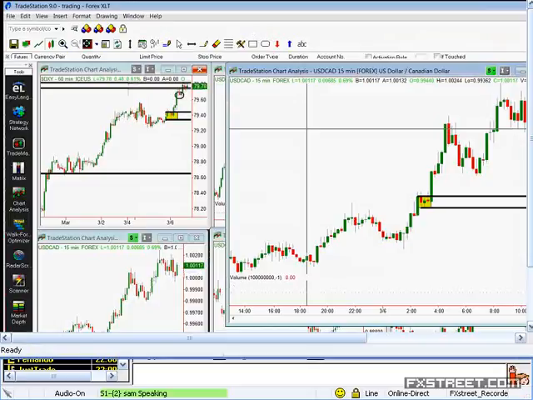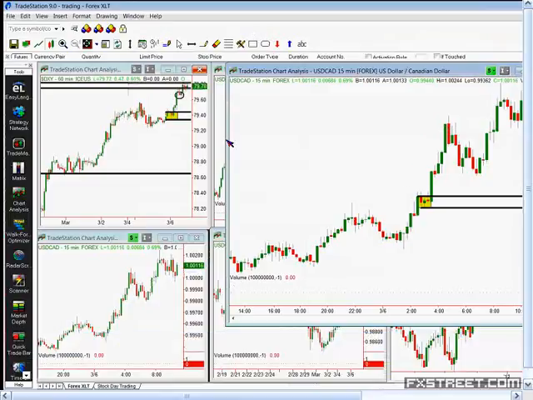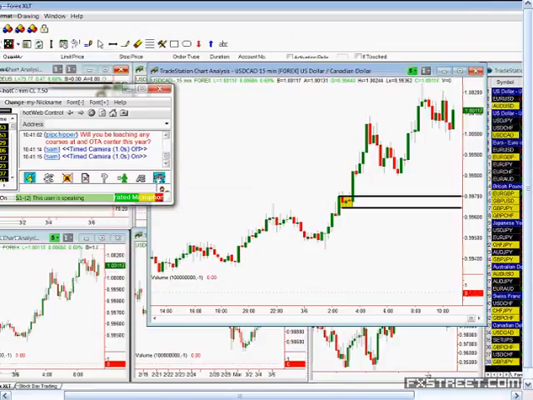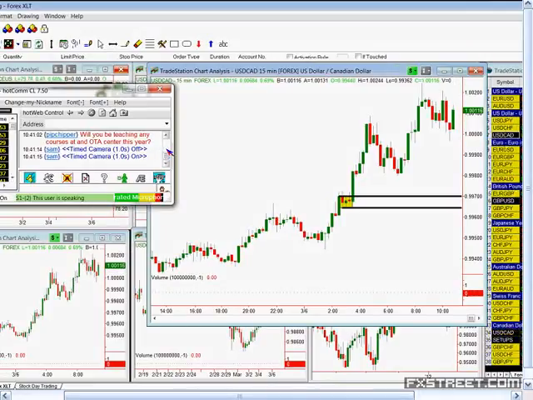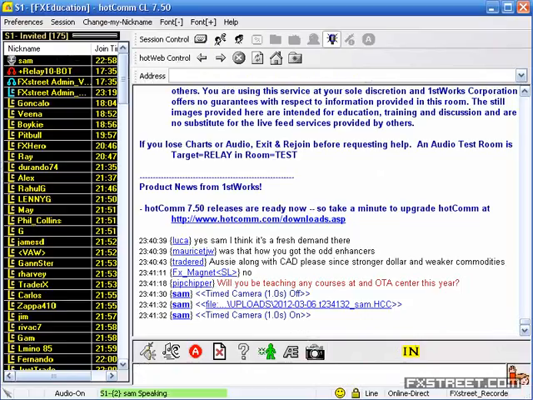There we go. So here's that level. Pip chipper, I'm mainly in the trading rooms, the online trading rooms. So that's where you go after you take the course.